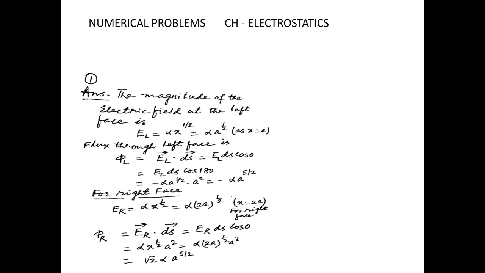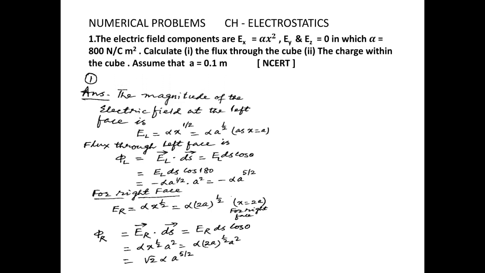So let us try to solve some numerical problems from the chapter electrostatics. In question number 1, the electric field components are Ex equal to alpha x square, Ey and Ez equal to 0, in which alpha equal to 800 Newton per coulomb per meter square. Calculate, number 1, the flux through the cube. Number 2, the charge within the cube. Assume that A equal to 0.1 meter.